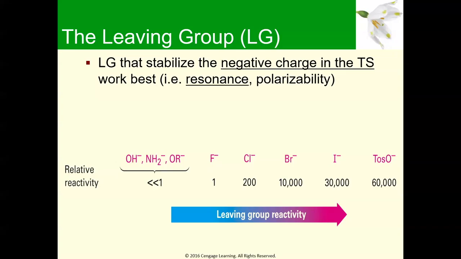Those are going to be the best leaving groups. And the better the leaving group, the faster the SN2 reaction, the more reactive the substrate. So what kind of things will stabilize that negative charge buildup in the transition state? Well, one is resonance. If you could draw different resonance forms of your product leaving group, that means it's going to be a more stable, independent ion. And so it's going to facilitate that reaction.